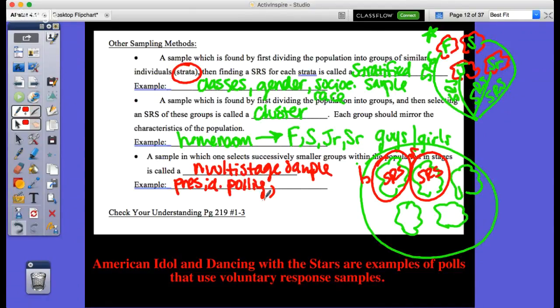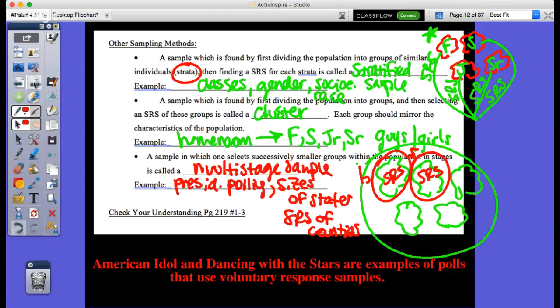Another example would be the sizes of states, right? Another example of this would be an SRS of counties. Okay, so something like that. Again, it gets smaller, right? We have multiple stages to that sample, but these are 3 ways that we can have proper sampling methods here.